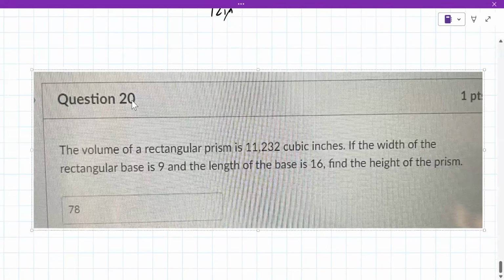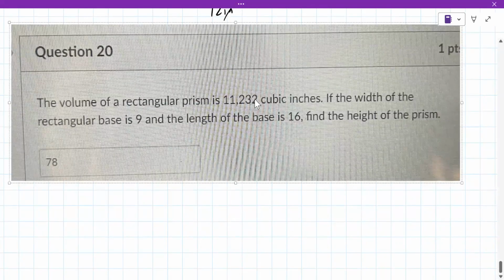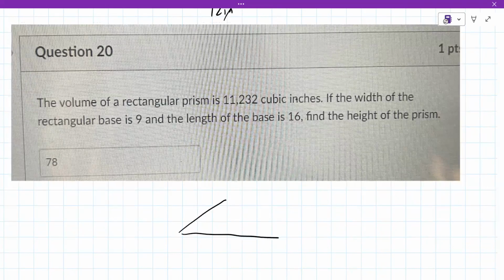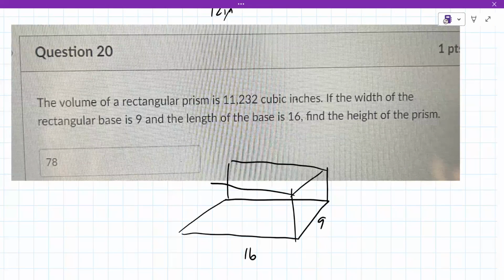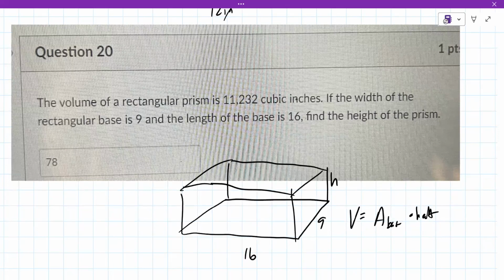All right, volume of a rectangular prism is 11,232 cubic inches. The width of the rectangular base is 9, and the length of the base is 16. So it looks something like this, 9 and 16. But it's a prism, so it's got a height. But we don't know the height. The volume is the area of the base times the height. And you know the area of the base: 16 times 9.